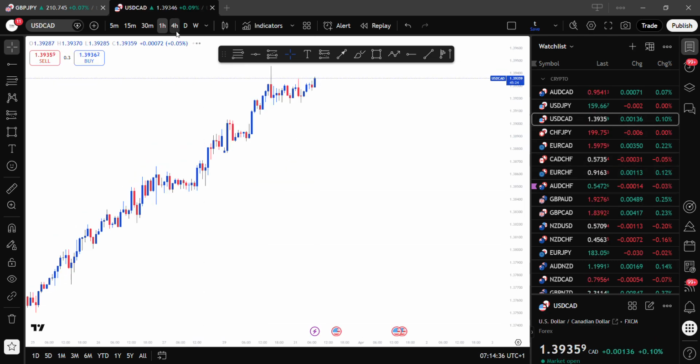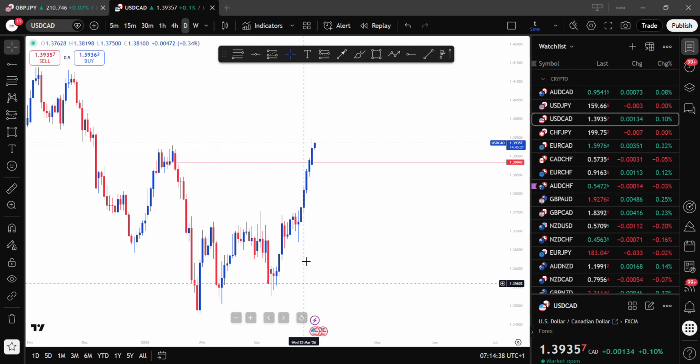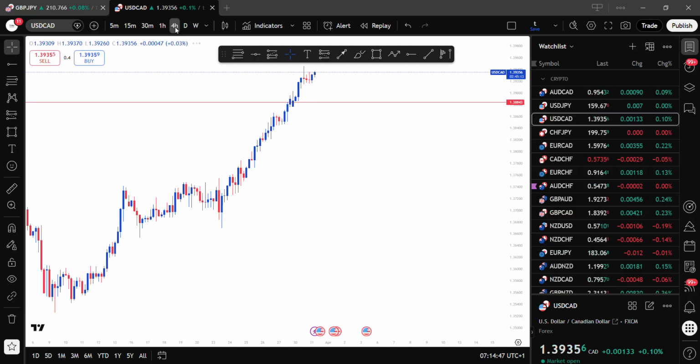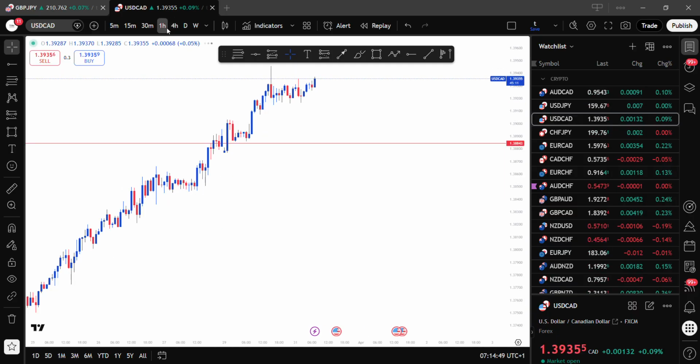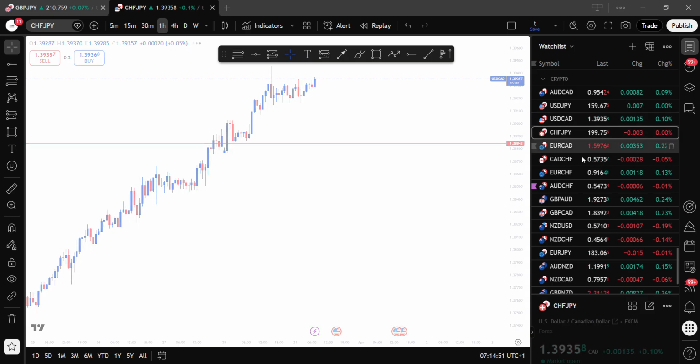On USD CAD daily time frame, as you can see, the market was supposed to sell to this point and reverse, but it broke out of this already and keeps going up. So we should be looking out for a buy entry, a break of structure to the upside, to keep buying on the 1 hour, on which there is no break of structure.